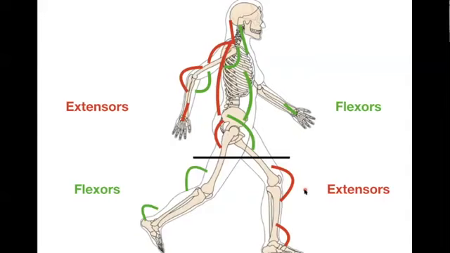All right, so this next section, we're going to look at the actions of muscles and how those actions can be inferred in general by the location around the joint.